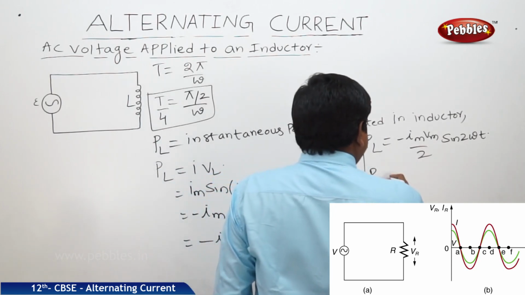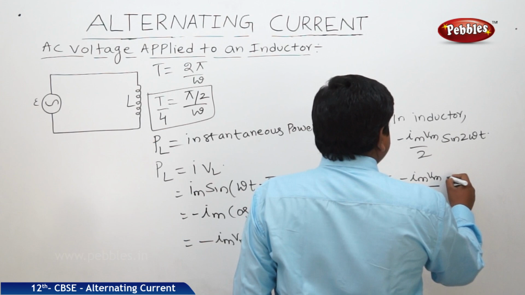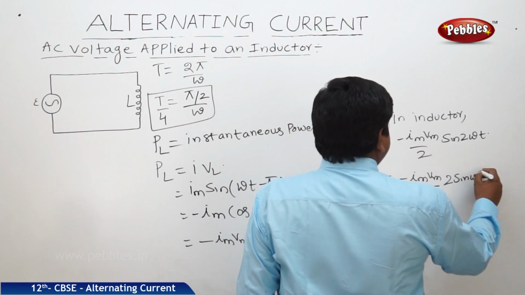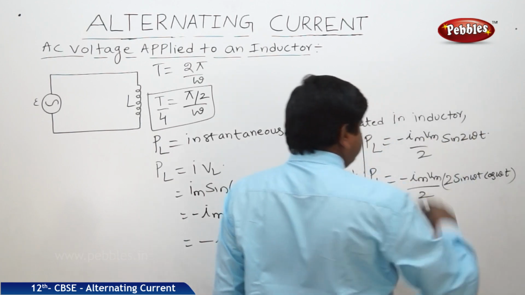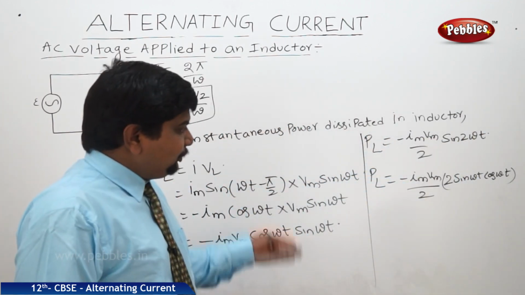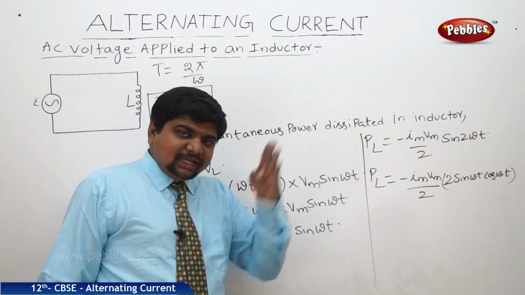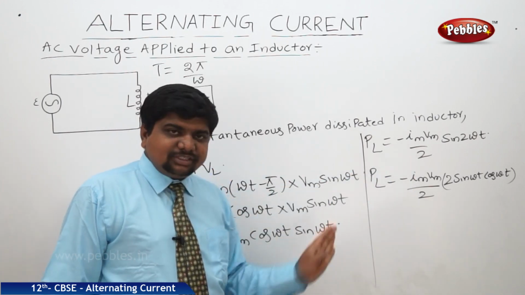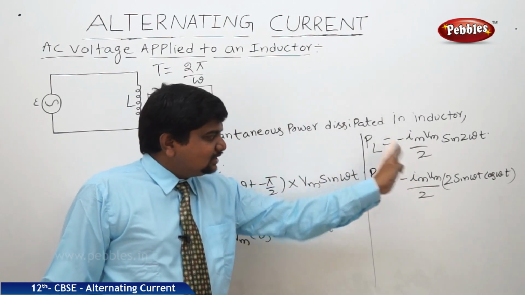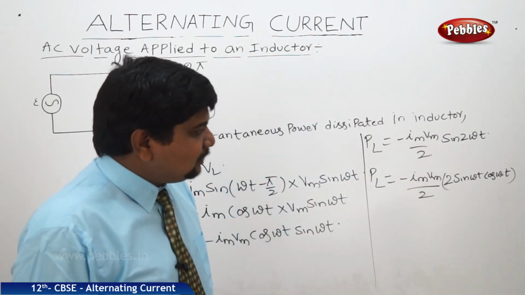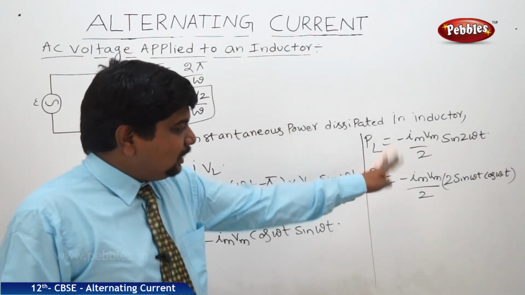Therefore, PL is equal to minus Im Vm by 2 into 2 sin omega t cos omega t. Now we are going to find out the average power consumed in a complete cycle. This is the power consumed instantaneously at one particular point: what is the instantaneous current, what is the maximum current, what is the maximum voltage, what is the phase difference between the current and voltage. We have applied like this.